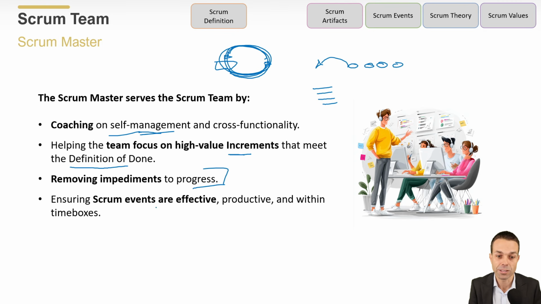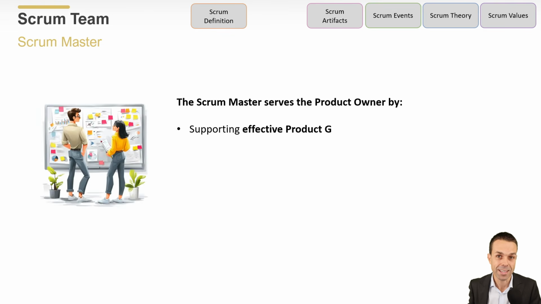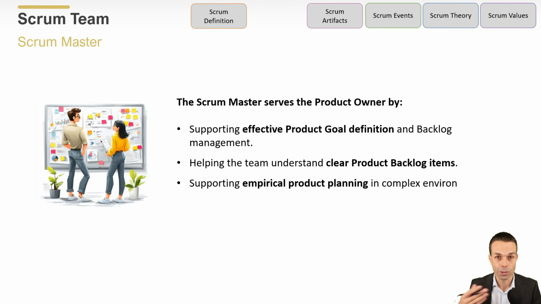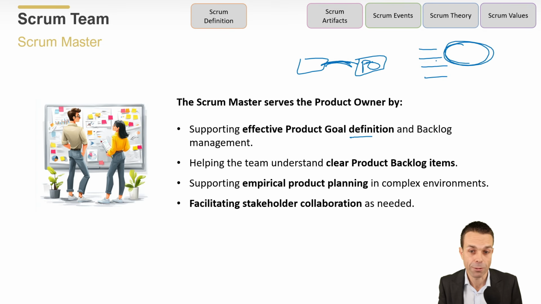They ensure that the Scrum events are effective, productive, and within time boxes. So they have to be a really good facilitator and make sure that everyone gets a say, everyone has a voice, but also making sure that we're running on time and getting the right things done. The Scrum Master serves the product owner by supporting effective product goal definition. So they might get together with the product owner and facilitate a meeting and coach the product owner potentially to make sure that they have an effective backlog and an effective product goal that the team is aiming for. Ultimately, that's the product owner's role, but the Scrum Master may help and coach in that way.